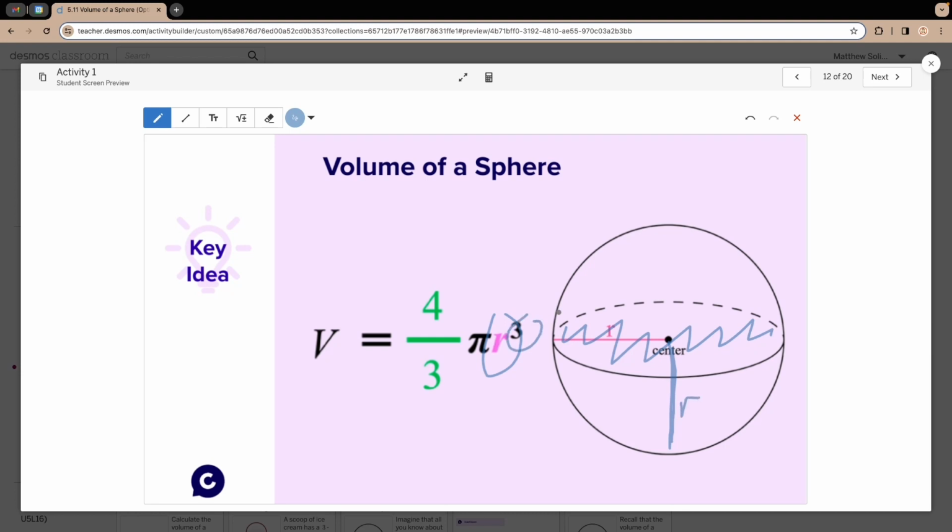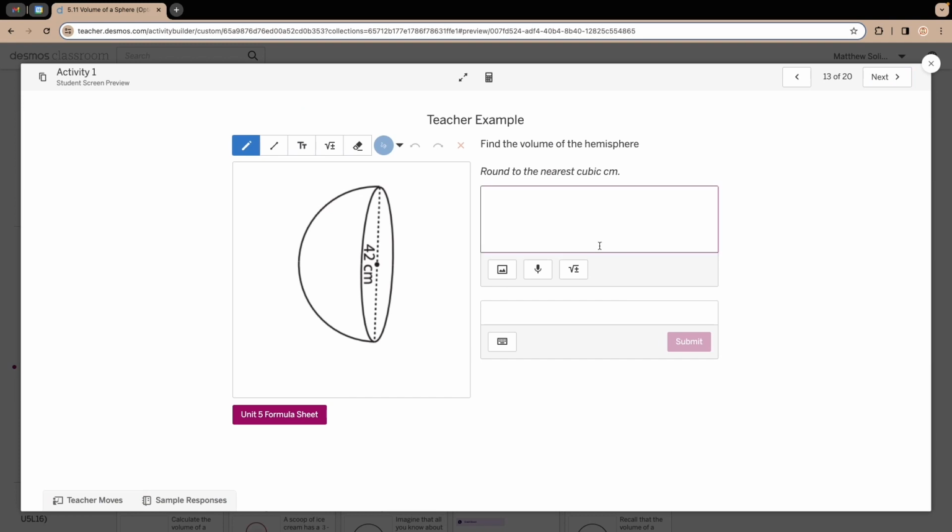That's why it's cubed. So I'm going to show a quick example of how to do the volume of a sphere or a hemisphere. So this one's a hemisphere. So I'm going to do volume equals 4/3 pi r to the power of 3. Make sure that's not in the denominator. Pi r to the power of 3. Now, a couple things to notice. This isn't a full sphere.